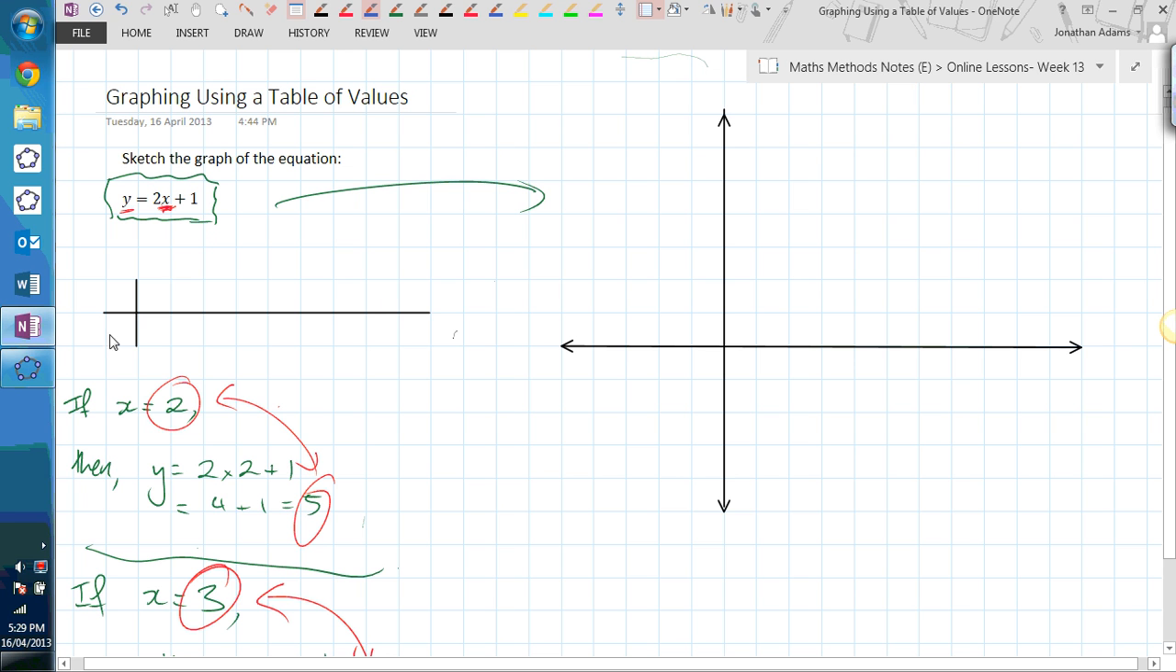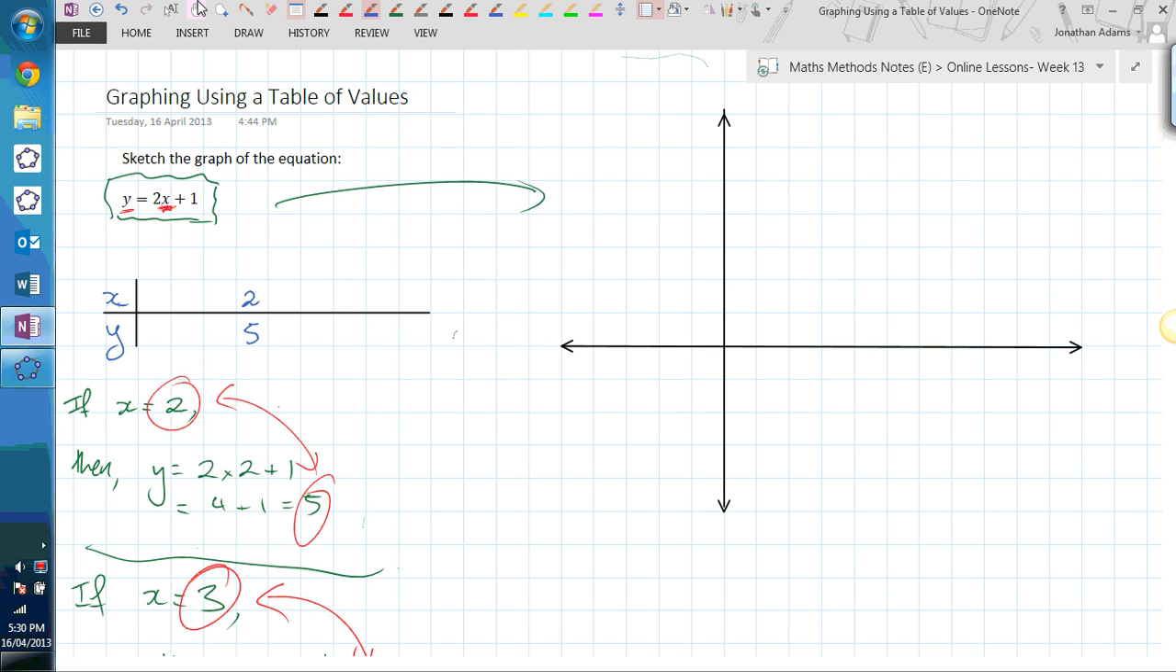And a table of values has 2 rows in it. The first row is going to be called the x row, and the second row is going to be called the y row. Now the x row is where I put all of these x values. So for the moment we've done a couple of them. I'm going to put 2 in here. When we chose x to be 2, then y was chosen to be 5. So I'll put the 5 underneath the 2 to say when x was 2, y came out at 5.